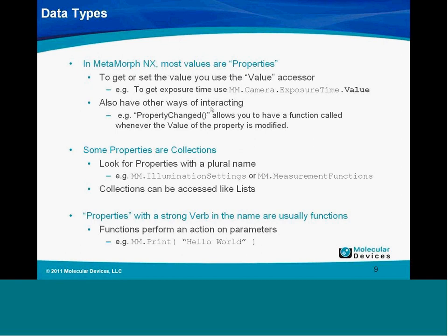Some properties will have a verb in the name, so mm.print. A verb is going to do something. Anything with a verb in the name is generally going to be a method, and the method is going to be executed to perform an action. Methods usually have parentheses, and then inside the parentheses you put one or more parameters. So for instance, this mm.print, if I put in hello world, that hello world is going to show up at the bottom of the scripting dialog in the output area.